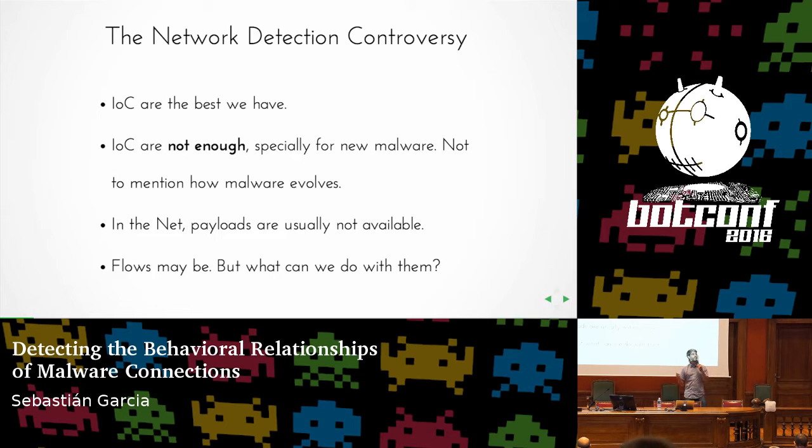The problem is that IOCs are not enough. I'm not sure about your experience, but in my experience, they are not enough. Especially when you have new stuff, new botnets, new malware, malware adapting, changing behavior, this is not working. You go to VirusTotal, you put something in there, and if it's too fresh, in the first 3-4 days, no one is detecting that. This is very common, happens every day, nothing new. So what can we do, right? What can we use if we cannot do that? And in the network, especially, the payloads, the data, the pcaps, are not always available. So you cannot have the content, so you cannot apply your signatures or whatever.